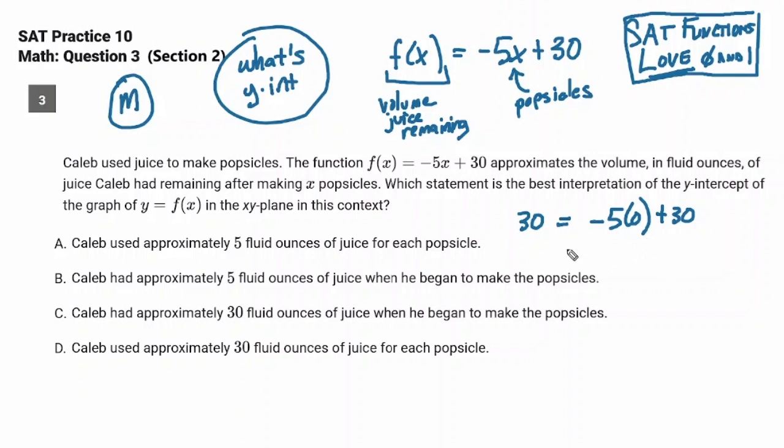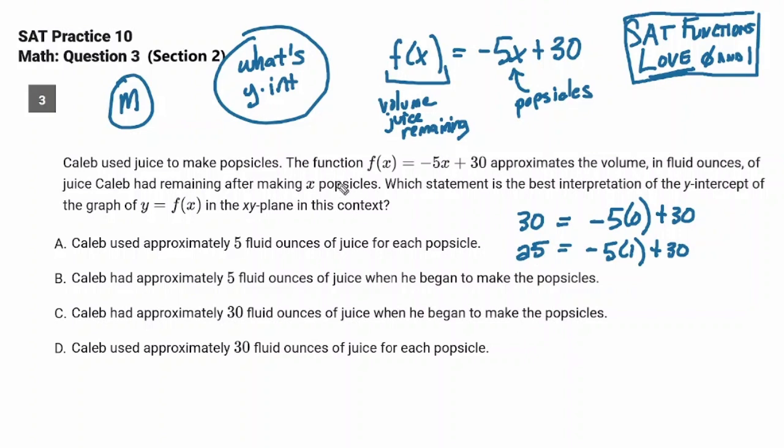Want to run it again? Let's try it with 1. Negative 5 times 1 plus 30. Negative 5 times 1 is negative 5, plus 30, that's 25. So what happened here? If we do 1 popsicle, we have 25 juice remaining.